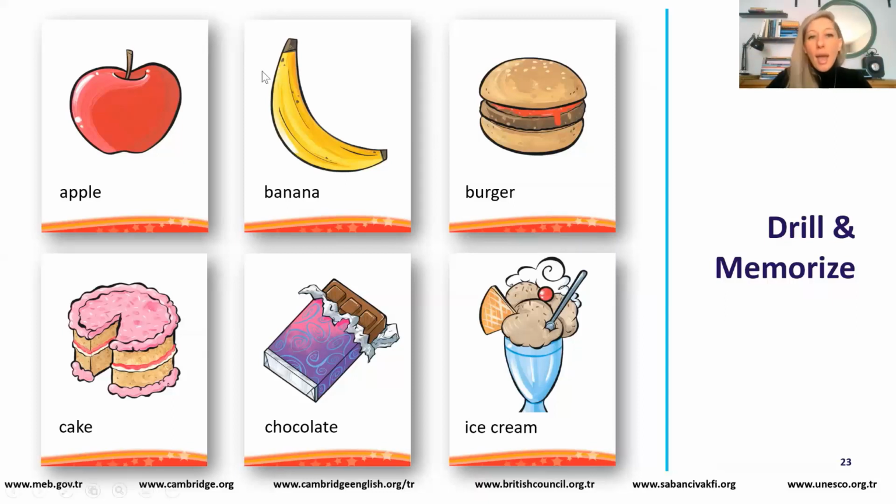Let's do it. Apple, banana, burger, cake, chocolate, ice cream. Do it a couple of times, minimum three times. Get them to repeat it, okay? So it's going to be easy for them to pronounce the words as well. Apple, banana, burger, cake, chocolate, ice cream. They see the words, right?